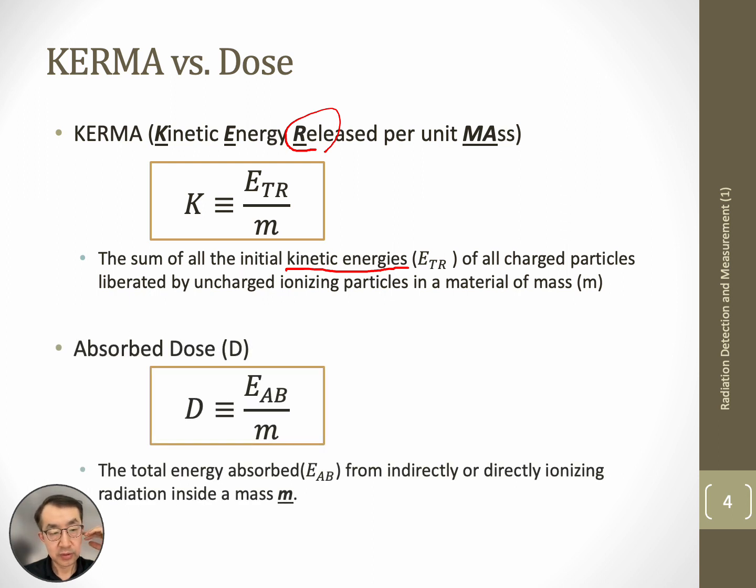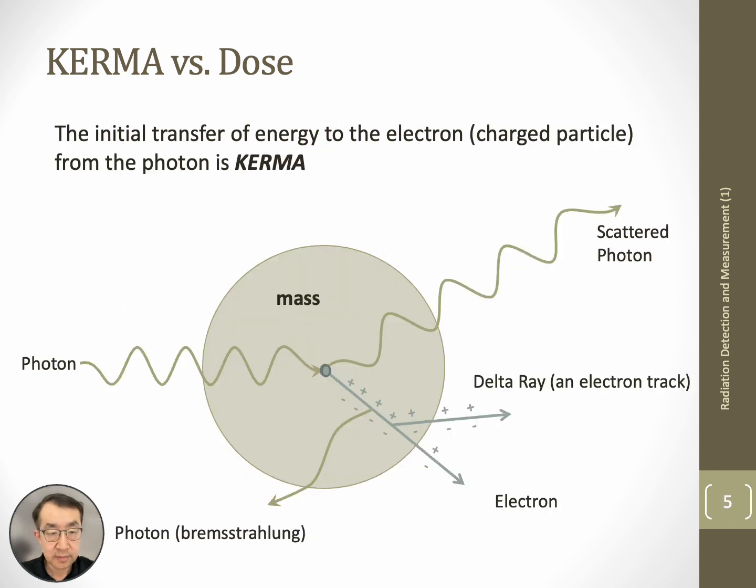Whereas absorbed dose is the total energy absorbed, rather than released. It is how much is actually absorbed from indirectly or directly ionizing radiation. So kerma is typically for photons, but also neutrons. But absorbed dose can be defined for any particle.